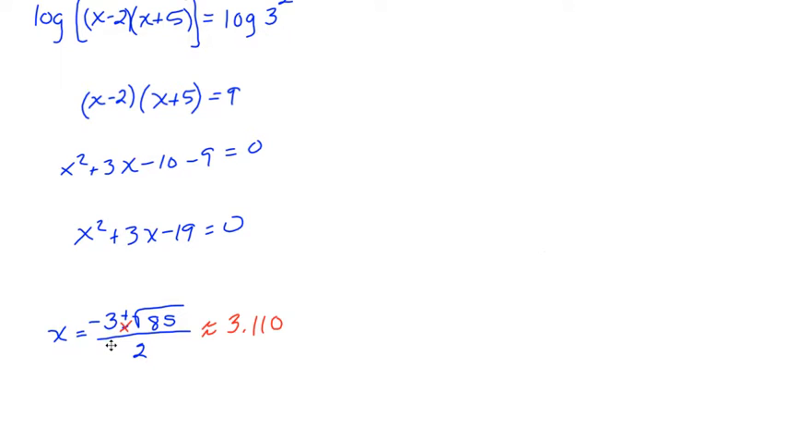So the only valid solution that we have for x is the one where it's negative 3 plus the square root of 85 over 2. And if you calculate that on your calculator, that's about 3.110.